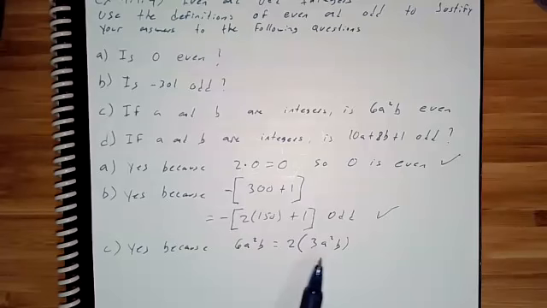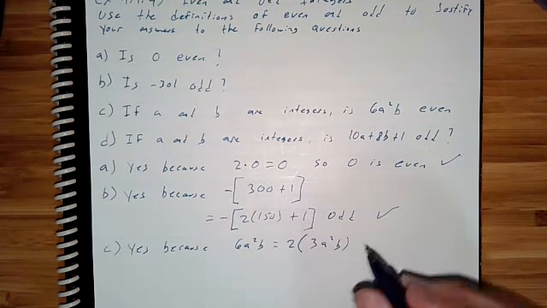Now, it doesn't matter what a and b are, right? Let's pretend that this turns out to be an even number. 2 times an even number is still even. If this turns out to be odd, 2 times odd is still even. So since I can write this as 2 times an integer, going back to the definition, then yes, it is even.